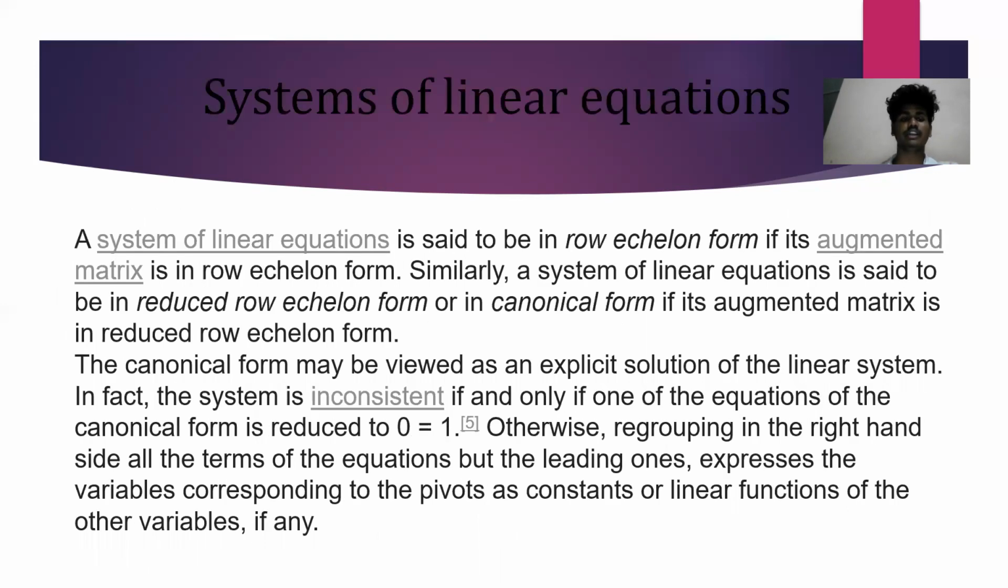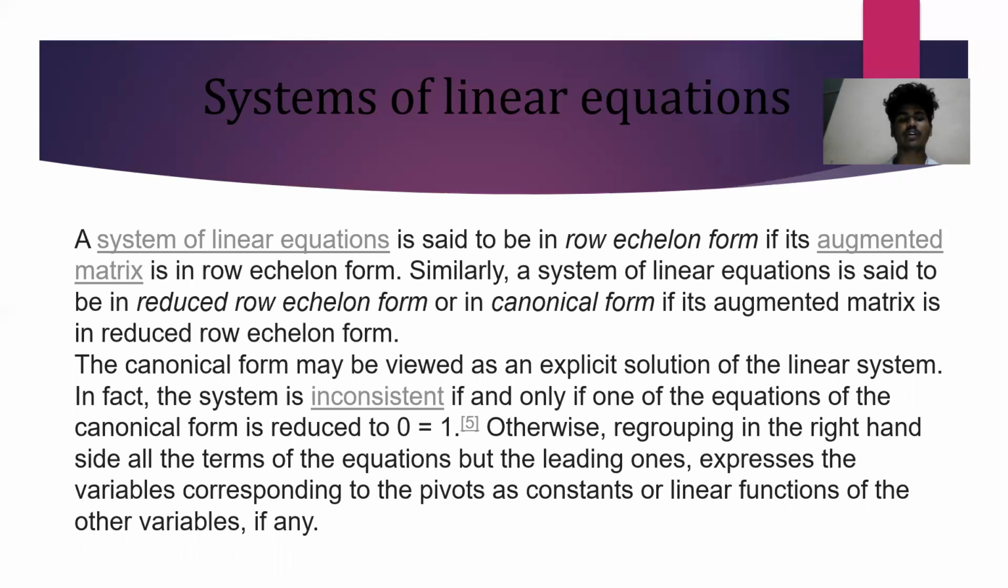And systems of linear equations. A system of linear equations is said to be in row echelon form if its augmented matrix is in row echelon form. Similarly, a system of linear equations is said to be in reduced row echelon form or canonical form if its augmented matrix is in reduced row echelon form.